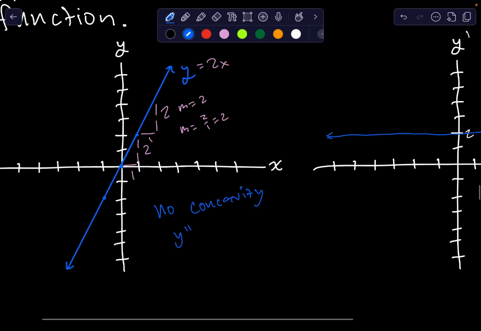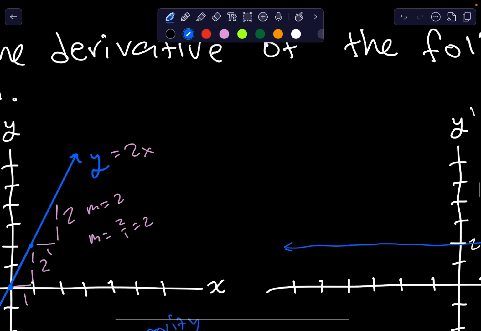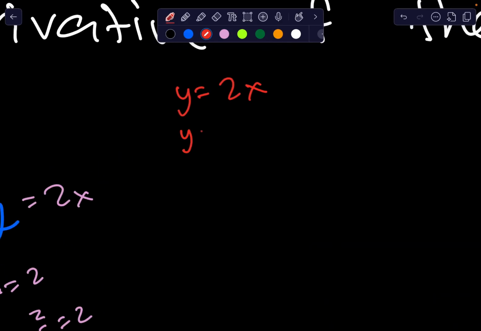Let's show that out algebraically, just so it makes more sense where it comes from. So let's say we have y equals 2x. Now let's take the first derivative. y prime equals 2. Now let's take the second derivative. y double prime equals 0. Now first I'll talk about this one. This is why it has no concavity.